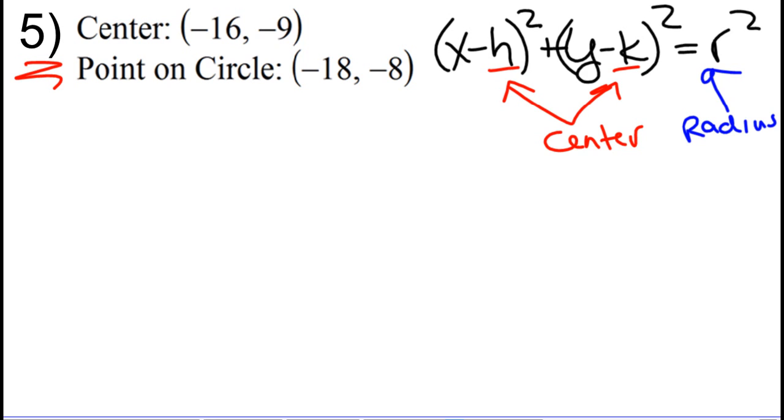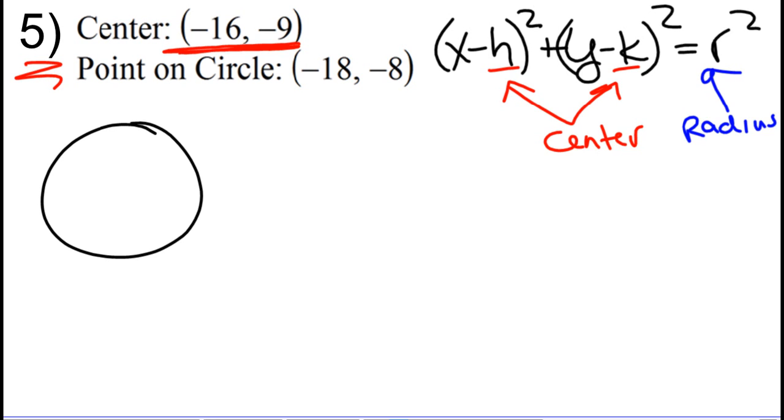Here, we are given our center, which is great: negative 16, negative 9. But we have a problem because we don't have our radius. What we can do is figure out our radius. We can always use our distance formula to figure out our radius. It doesn't have to be perfect. We just want to draw a picture so we know exactly what we're looking for.